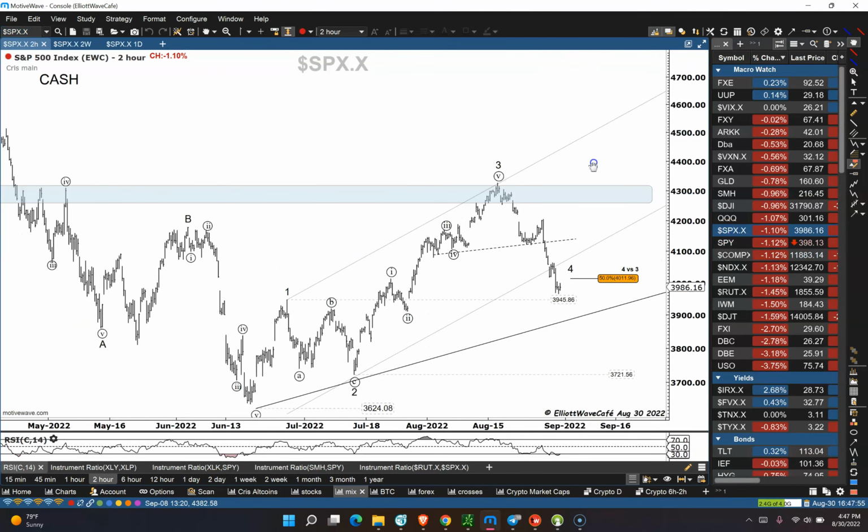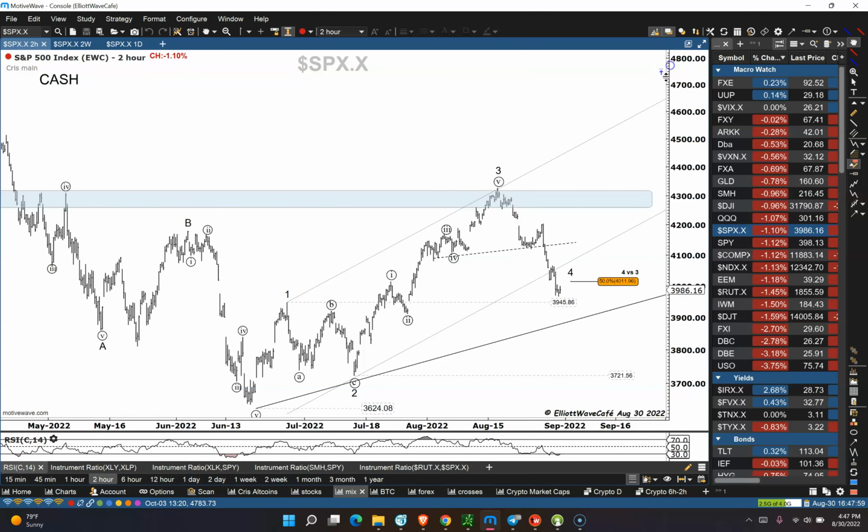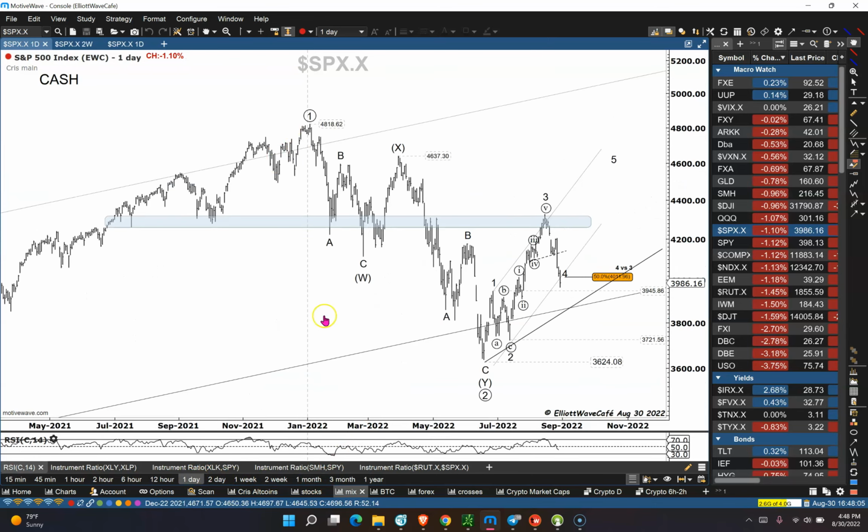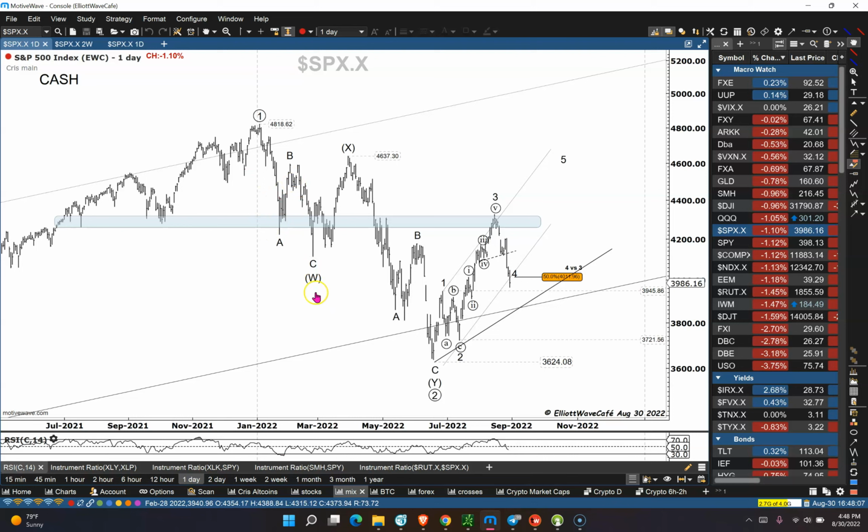So this is the index, the S&P 500 index. The count that we've had was a WXY of the lows through this ABCX, ABC. So nothing really impulsive out of here.